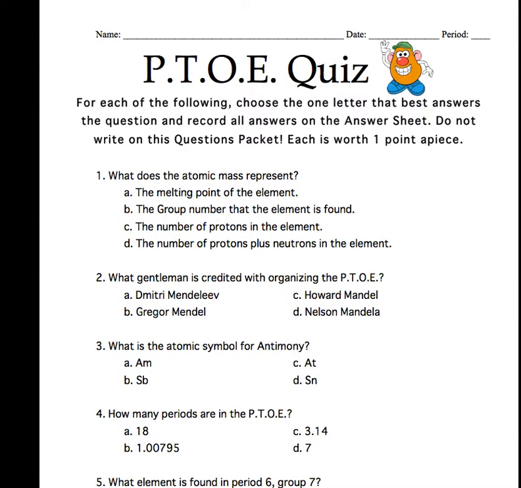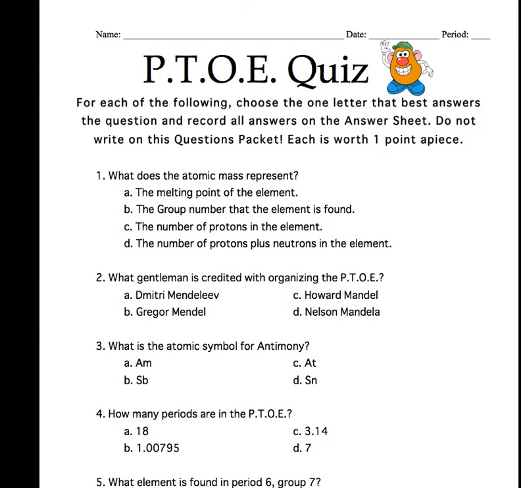Good luck. Number 1. What does the atomic mass represent? Is it A, the melting point of an element, B, the group number that the element is found, C, the number of protons in the element, or D, the number of protons plus neutrons in the element?